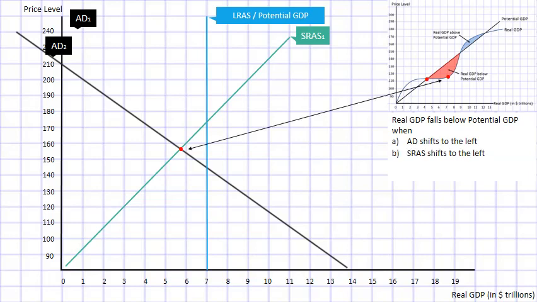You can see here. Now the other issue would be if short run aggregate supply shifts to the left. So if our green line here shifted left, obviously the same thing would occur. We would end up in a position where we're falling below potential GDP.